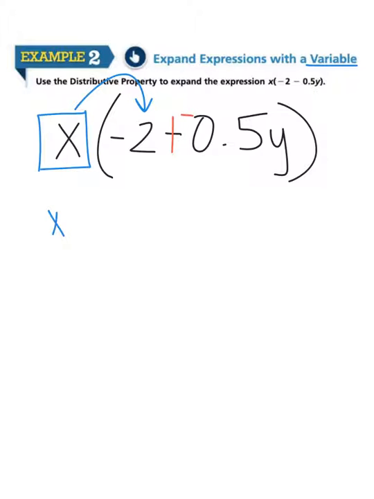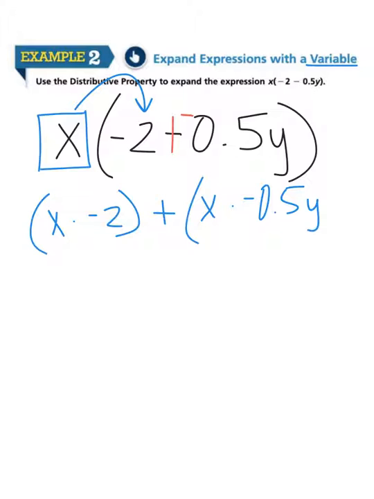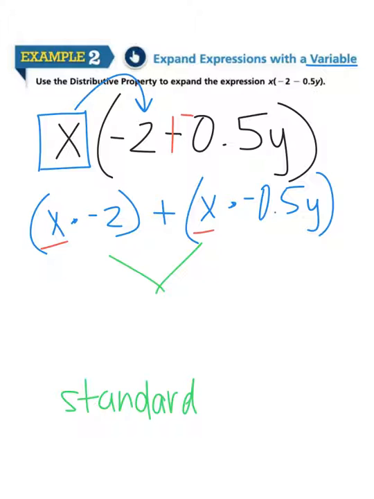So we're going to end up with x times -2 plus x times -0.5y. This would be our expanded form because we're sharing the x, which would then show up in both of our sets of parentheses. If we wanted to simplify this down so that it would be in our standard form, which is kind of like our final answer, all we would need to do is work through the multiplication.